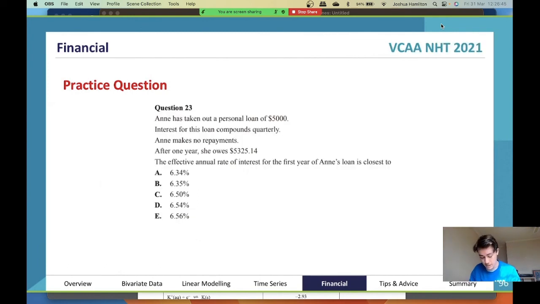Apologies. So moving on. This is the Northern Hemisphere exam 2021. So what we've got is Anna has taken out a personal loan. Interest for the loan compounds quarterly and makes no repayments.